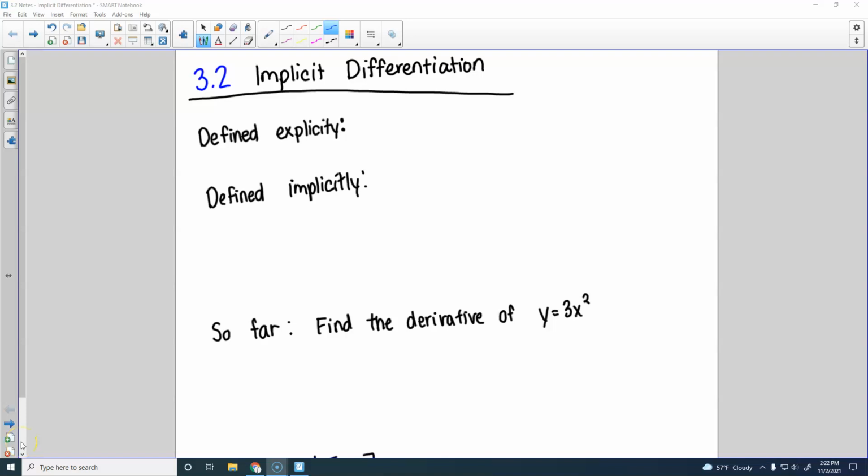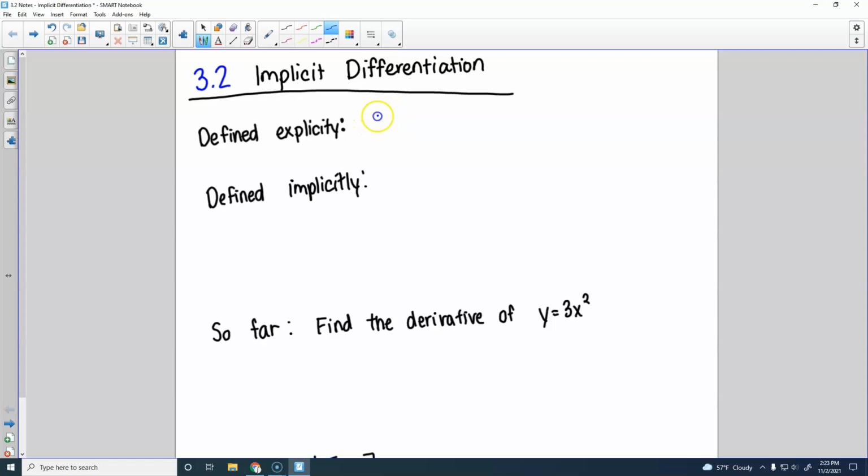Okay, so today we are going to do implicit differentiation. So far we have dealt with equations that were defined explicitly. Something that's defined explicitly is going to either have a y equals or f of x equals at the beginning. It's going to be solved for one variable.